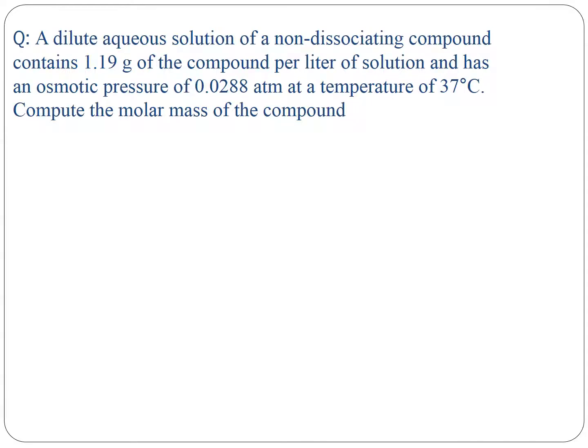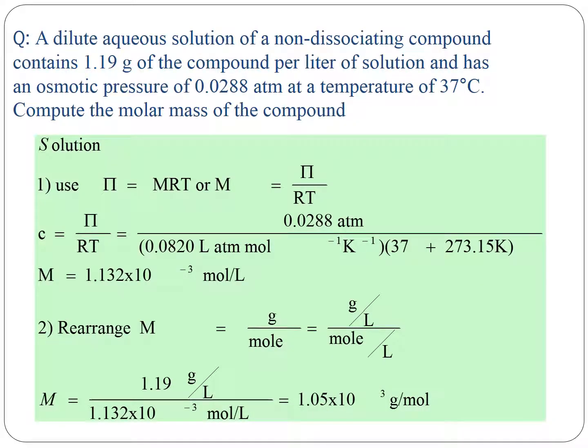Try solving this question yourself: a dilute aqueous solution of a non-dissociating compound containing 1.19 gram of the compound per liter of solution has an osmotic pressure of 0.0288 atmosphere at a temperature of 37 degrees Celsius. Compute the molar mass of the compound.